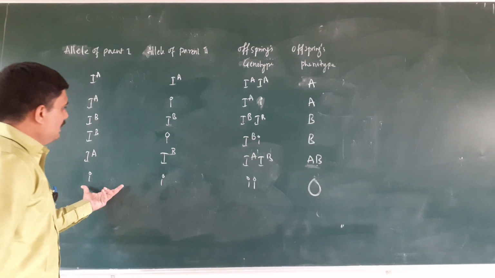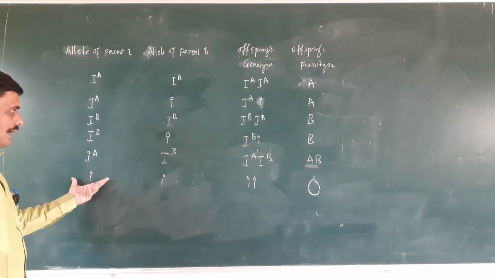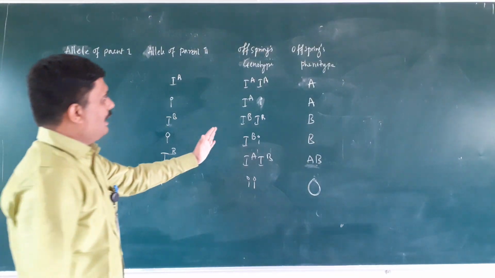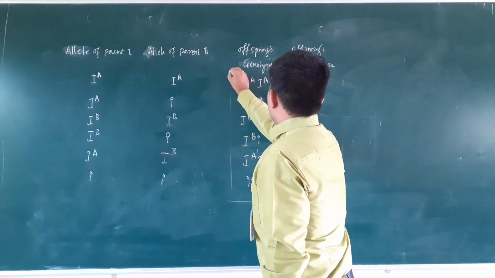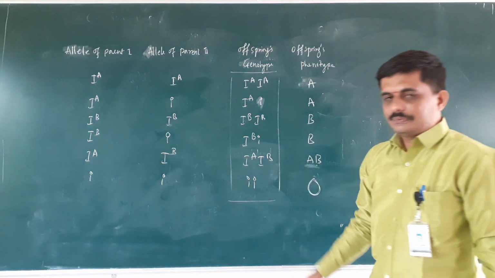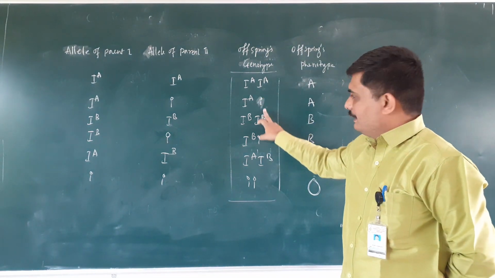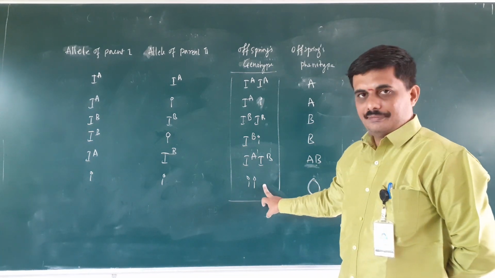When the alleles of parent 1 are IA, IB or i, and of parent 2 are IA, IB or i, what kinds of genotypes are produced in the offspring? Only these 6 kinds of genotypes are produced: IAIA, IAi, IBIB, IBi, IAIB, and ii.